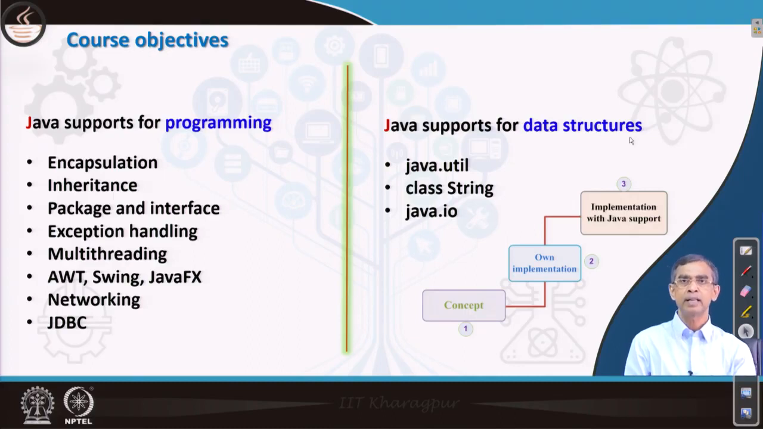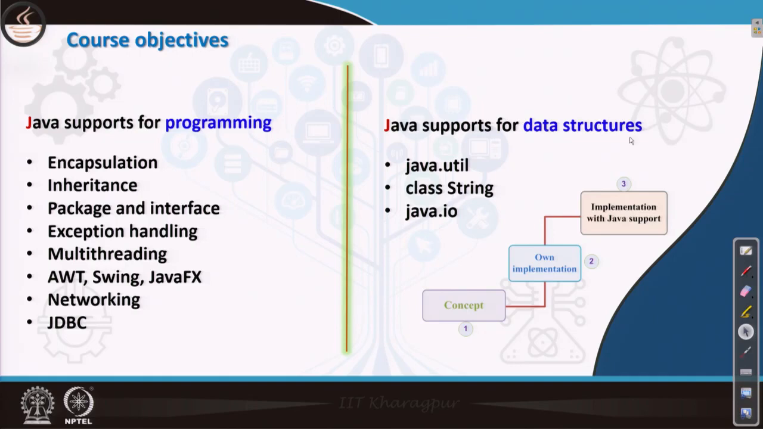Database is a different concept, though somehow we are related to data structure anyway. Java provides a good way of building a connection between your program and the database, which is treated as an external entity. This is called Java Database Connectivity, JDBC. All those things are part of Java's support for programming.